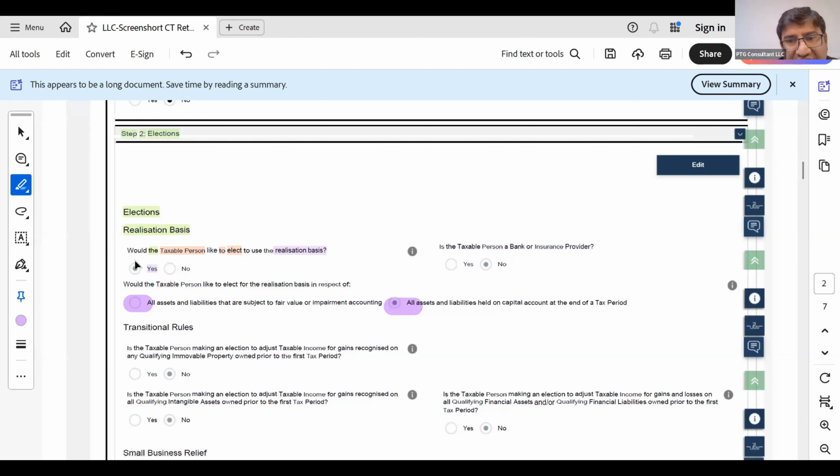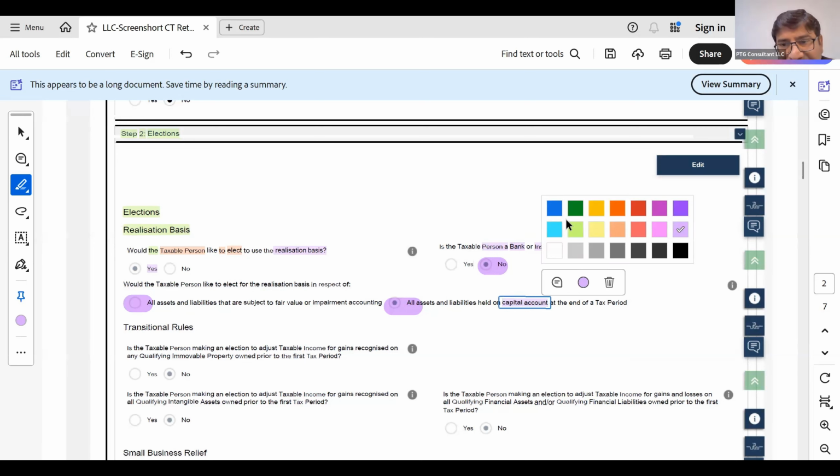And then we are saying, first we have to check whether this taxable person is a bank or an insurance provider, because the rules and regulations for them are different. For bank and insurance it is different. If we say no, these are the standard. Then here we will have two options. All assets and liabilities are subject to fair value or impairment accounting. So from here we have to see whether all assets will be taken on realization basis or only the capital account.